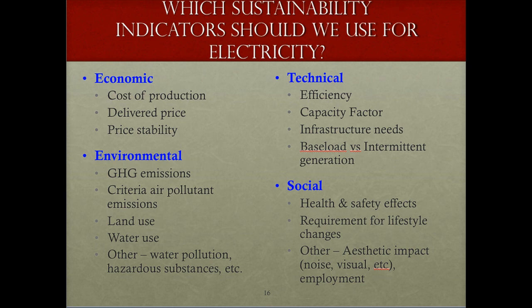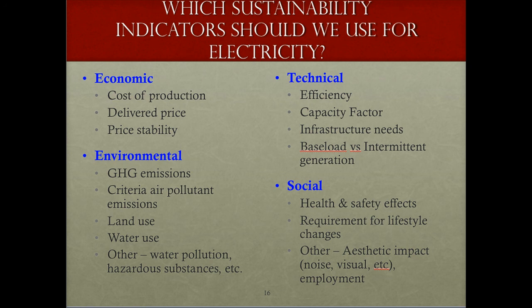Under economic sustainability, we might choose to consider the cost of producing the electricity, the cost of delivering the electricity, and whether the price changes quickly over time or remains stable. Under environmental sustainability indicators, greenhouse gas emissions, criteria air pollutant emissions, including sulfur and nitrogen oxides, particulate matter, and others, land use, water pollution, and hazardous substances are all important.